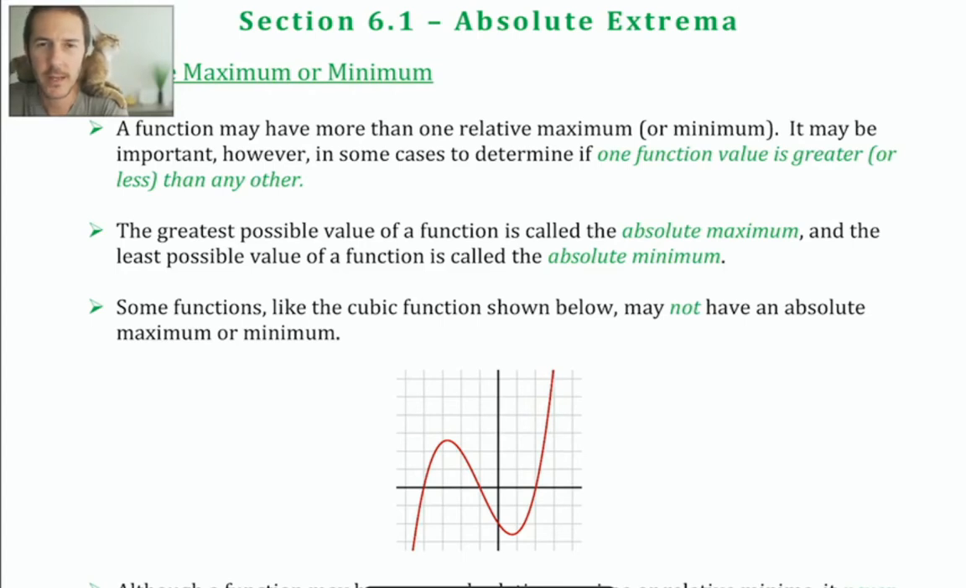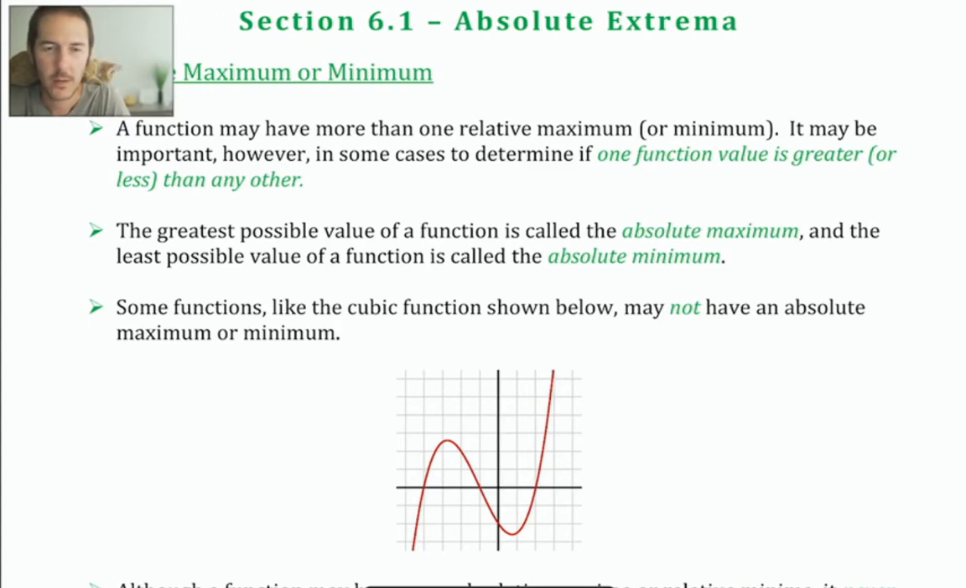So a function can have more than one relative maximum or minimum, but we're going to be looking for an absolute max and or minimum. So there is only going to be one each of those. The greatest possible value, y value that is, of a function is called the absolute maximum. The least possible value is called the absolute minimum.